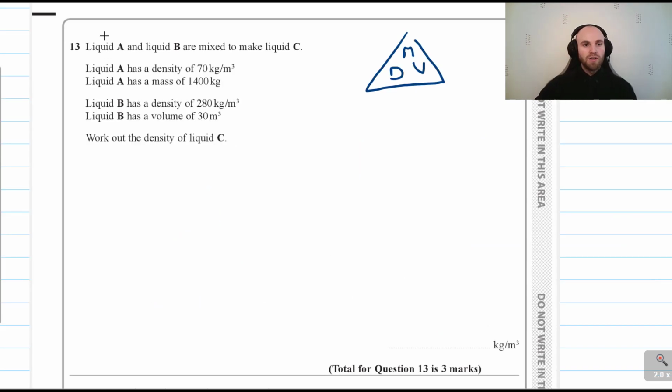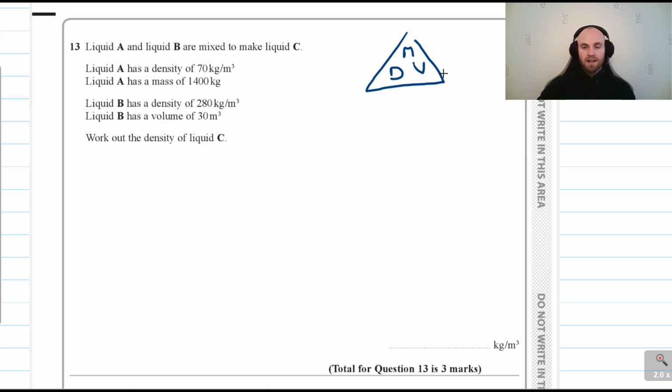Okay, so question 13, liquid A and liquid B are mixed to make liquid C. Liquid A has a density of 70 kilograms per meters cubed. Liquid A has a mass of 1400 kilograms. Liquid B has a density of 280 kilograms per meters cubed. Liquid B has a volume of 30 meters cubed. Work out the density of liquid C.